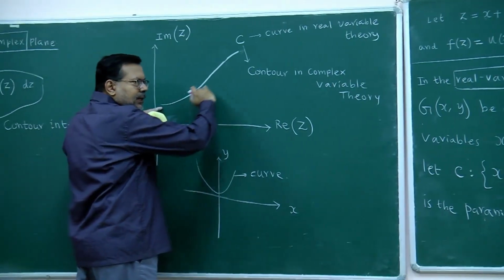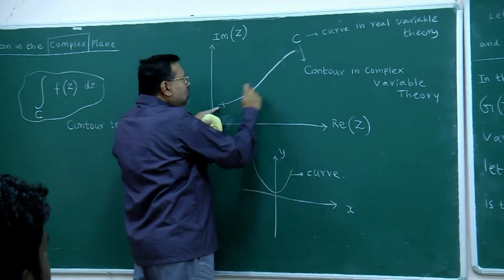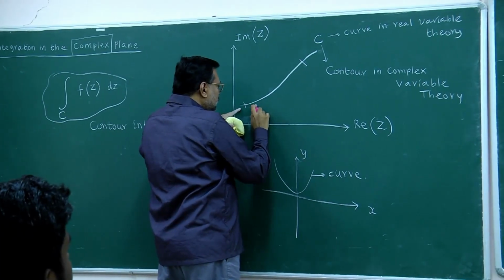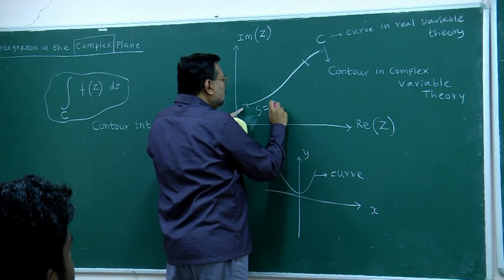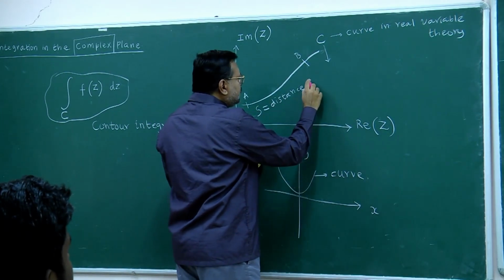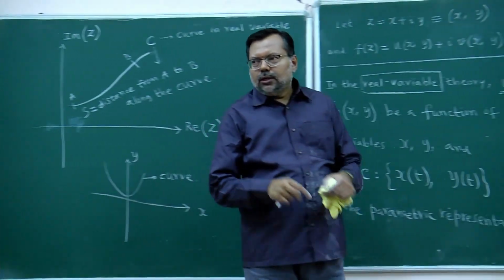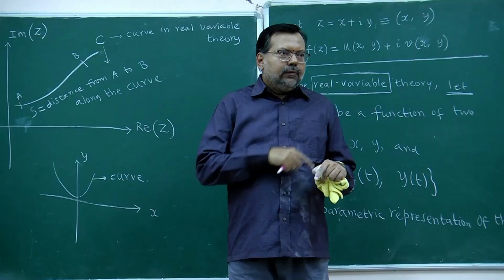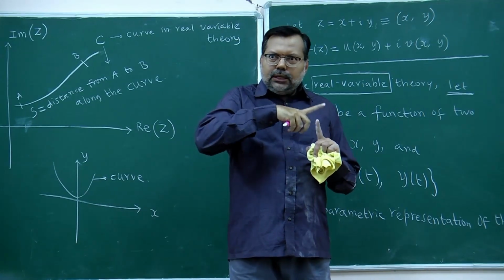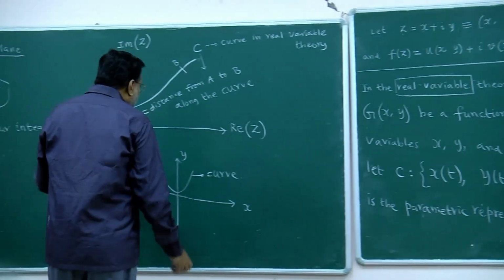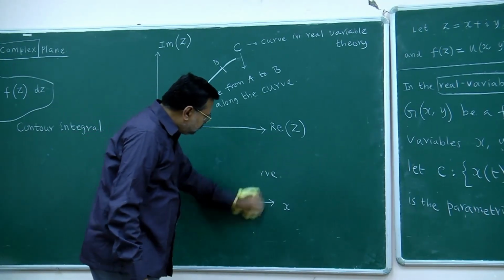Suppose I am going to travel like this from here to here. Okay, let me write down s. s is the distance. It is the distance from A to B along the curve. Along the curve is important, not the line joining. If I am traveling like that, then you tell me how many kilometers I traveled. That is the s. Usually in mathematics, what is the name given to that?